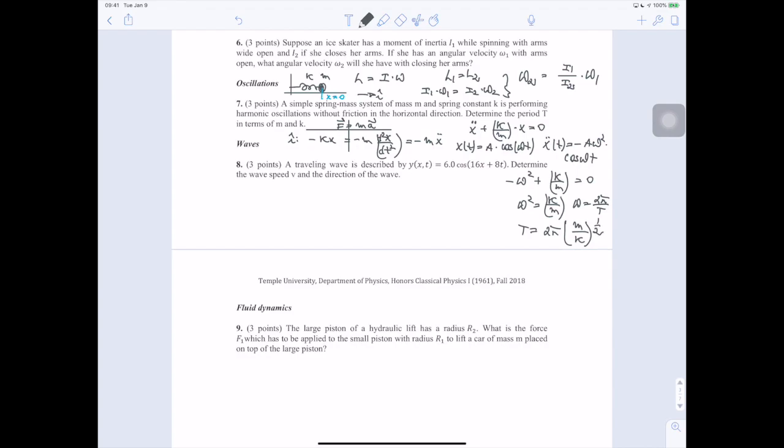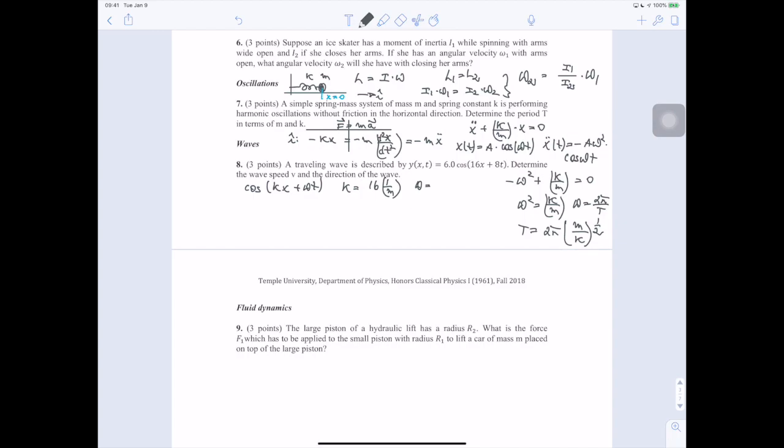So now a traveling wave is described by y of x and t equals 6 cosine 16x plus 8t. Determine the wave speed. All right, so now let's go back to our discussion in class. kx plus omega t, so therefore k, the wave number, is therefore 16 1 over meter. It is another different way of formulating wavelength.